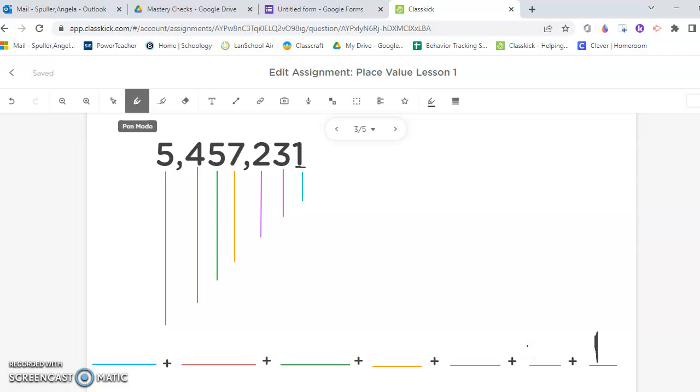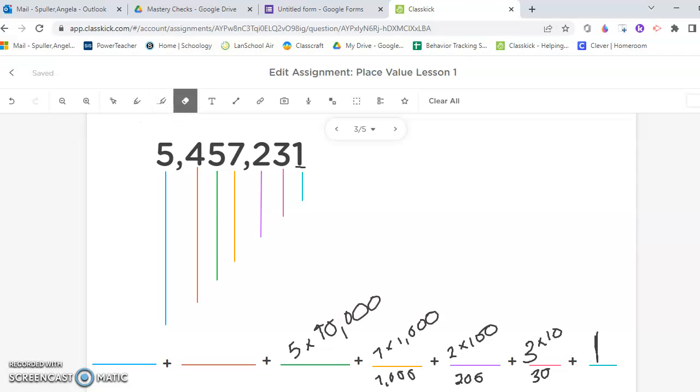Now, this is worth, you guys say 3, but it's not worth 3. It's worth 3 times 10 or 30. The 2 is 2 times 100 or just 200. Then the 7 is worth 7 times 1,000 or 7,000. How about the next one? The 5 is worth 5 times 10,000. That's a really bad one. My pen got away from me.